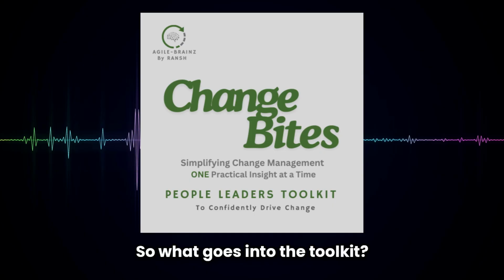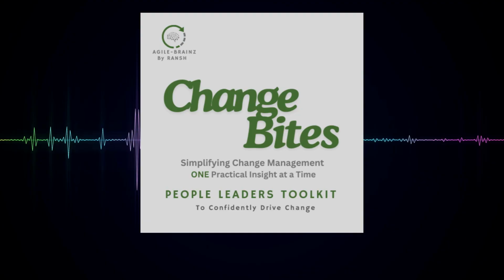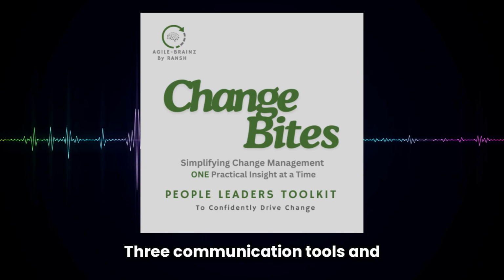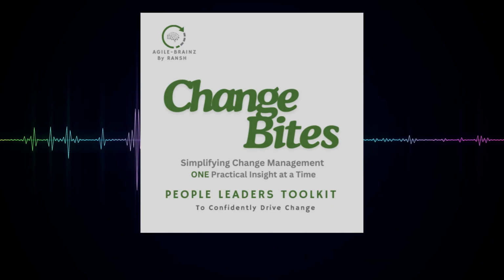So, what goes into the toolkit? I keep it simple, just 5 key sections. 1. Context and purpose. 2. Leadership tips. 3. Communication tools and templates. 4. Support during go live. And 5. Sustaining the change. Let's quickly walk through each one.